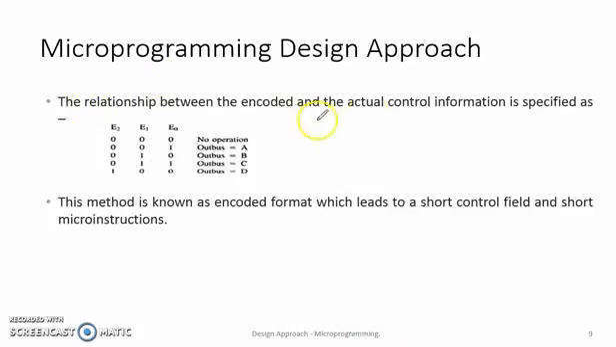The relationship between the encoded and actual control information is shown over here. When E0, E1, E2 all are 0, no operation is performed. When E0 is 1, register A contents are transferred to out bus. When E1 is 1, register B contents are transferred to out bus. When E0 and E1 both are 1, register C contents are transferred to out bus. And when E2 alone is 1, register D contents are sent to out bus. This is called encoded format, and this helps us to have short control field and short micro instructions.